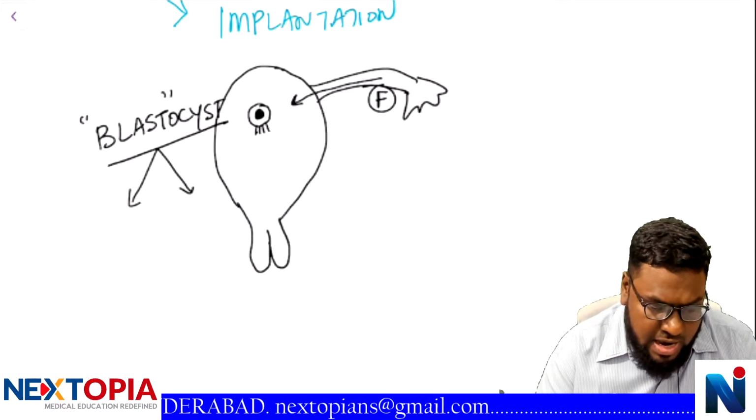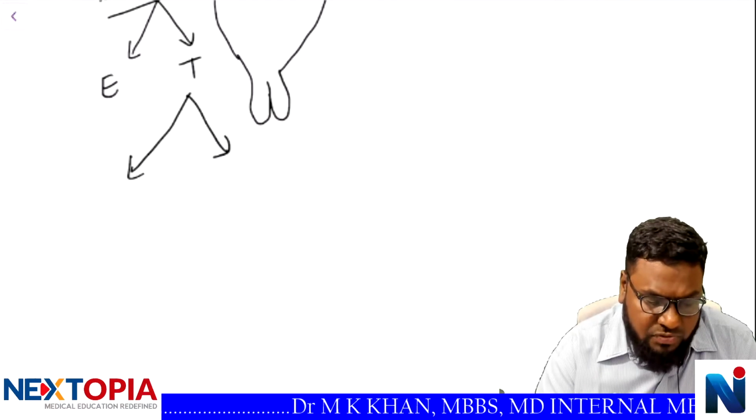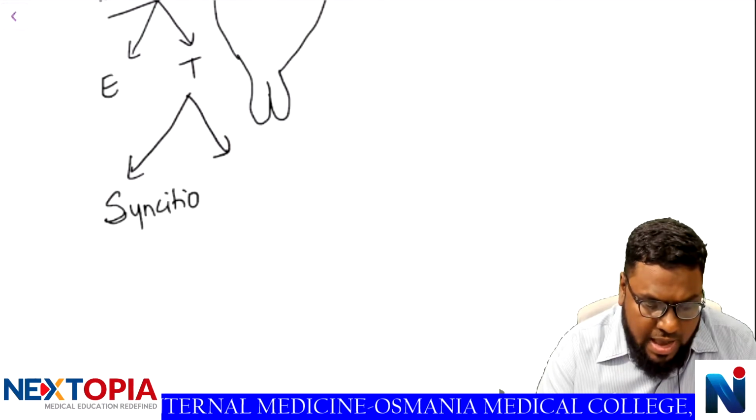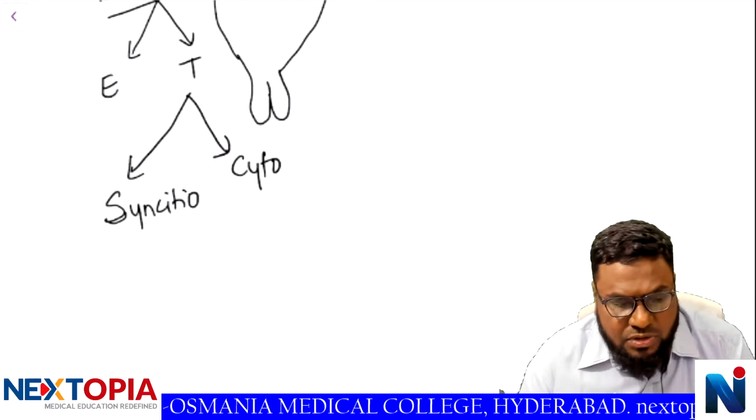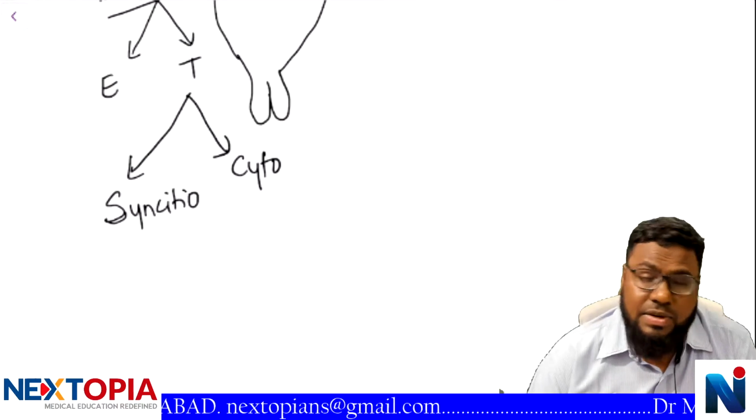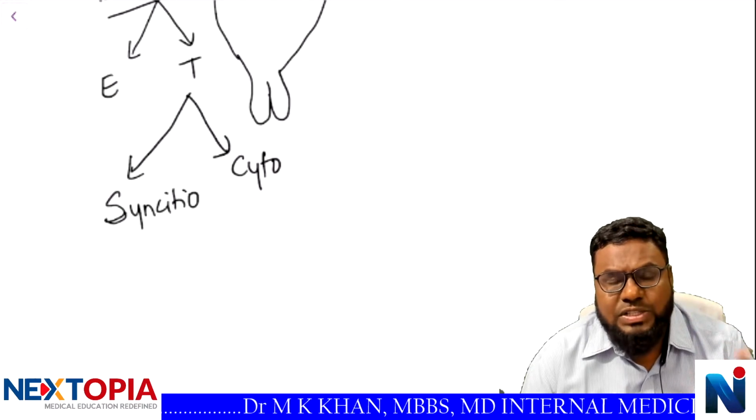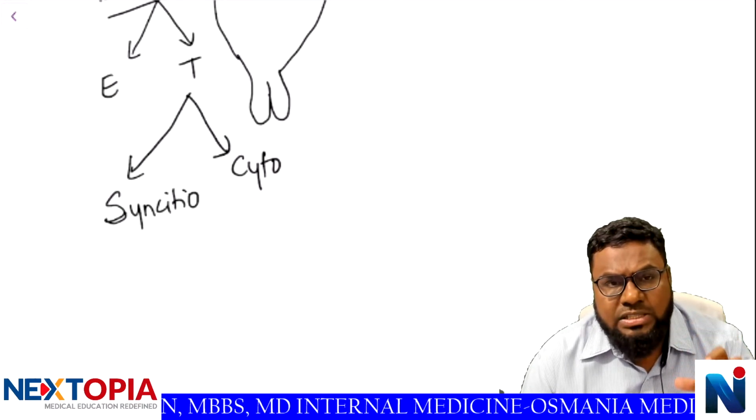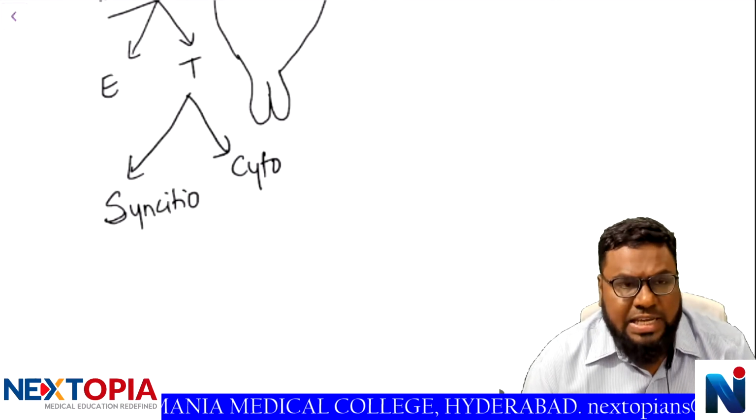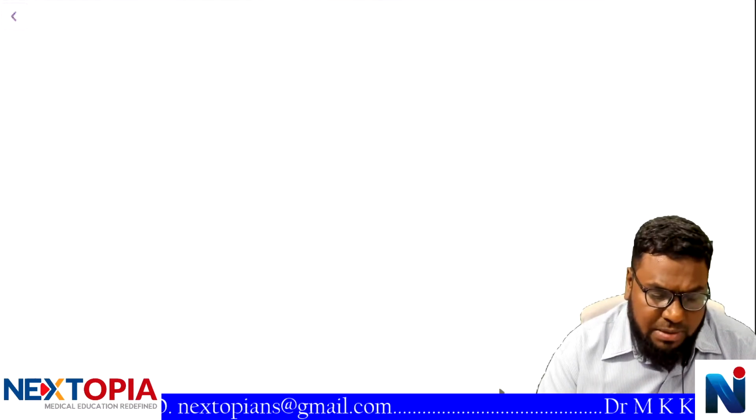Embryoblast and trophoblast. Trophoblast is again divided based on the type of cell into syncytiotrophoblast and cytotrophoblast. See, today is my first class on embryology, so I am not going into details of syncytio and cytotrophoblast. I'll discuss everything. I'll draw all the diagrams and show you how the syncytiotrophoblast and cytotrophoblast differentiate to form different organs and how the blastocyst gets converted into the next stage during implantation and following implantation. All right, so this is all about the pre-implantation phase.